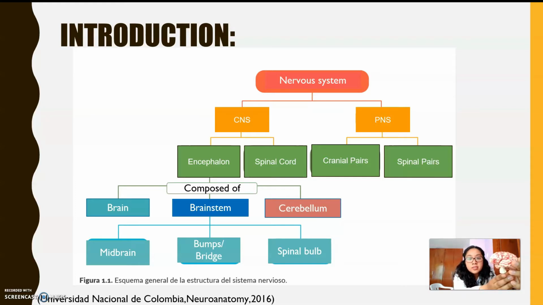Many people think that the encephalon means only the brain. However, that is a misunderstanding. The brain is only one part of the encephalon. We also have the brainstem, which will be here, and the cerebellum, back on the brainstem, which will be this one. All this structure makes the encephalon.